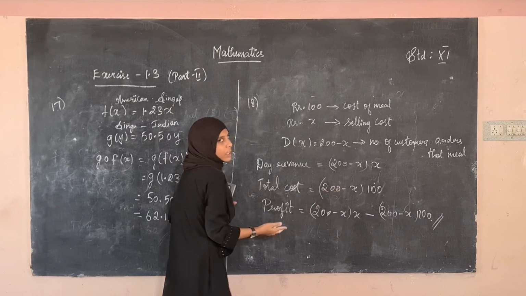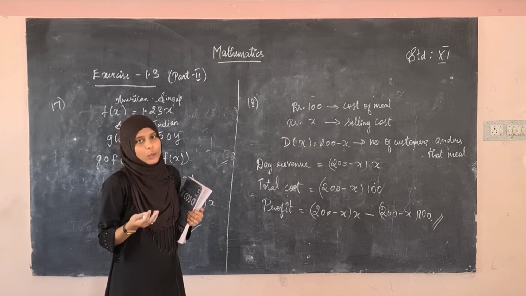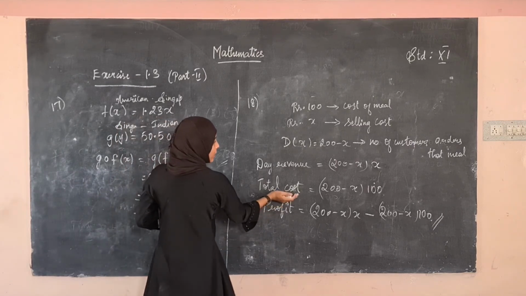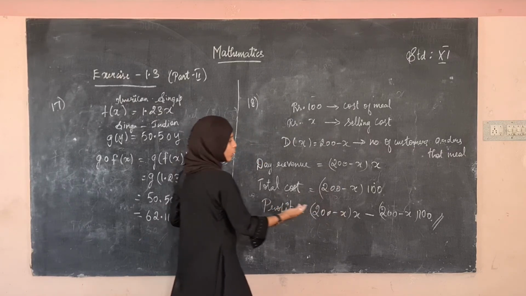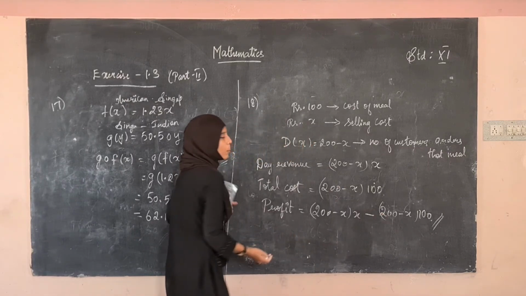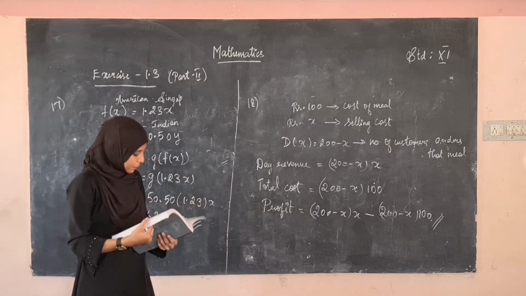Now the profit, that is how much they get minus how much they use for preparing. How much do they get? 200 minus x into x, minus how much it takes for preparing, 200 minus x into 100. This is the profit of the given meal. Okay, now the 19th sum.